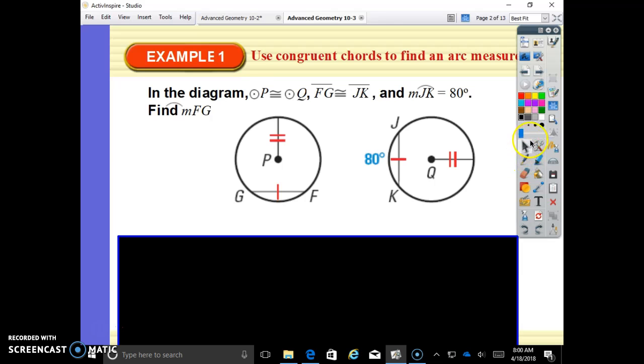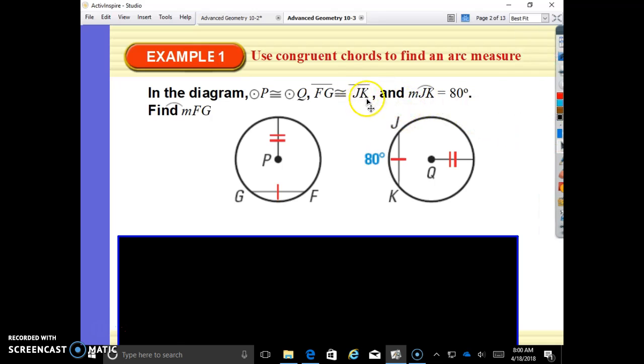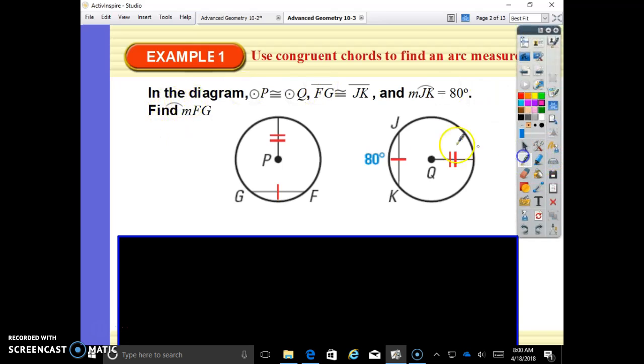In the diagram, circle P is congruent to circle Q. Segment FG is congruent to segment JK, and the measure of arc JK is 80 degrees. Find the measure of arc FG. For some reason this formatted weird. That arc symbol should be above the FG.